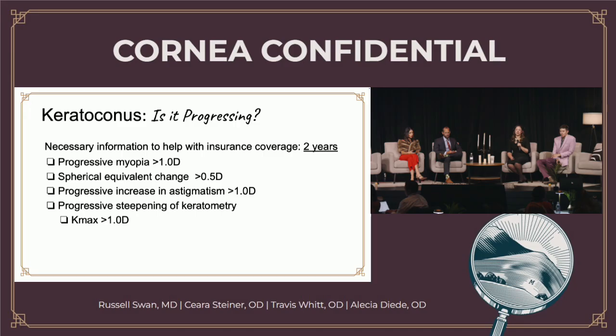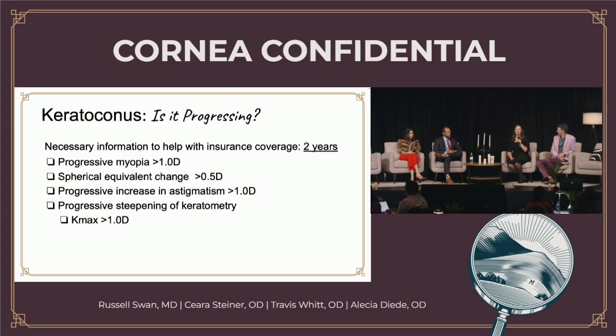Is it progressing? This is a really important slide here. I think it's really applicable to our referring network here. In 2 years is what insurance is looking at. They're looking for progression in myopia over 1 diopter, spherical equivalent change of 0.5, progressive increase in astigmatism over 1, and progressive steepening in keratometry, or Kmax.